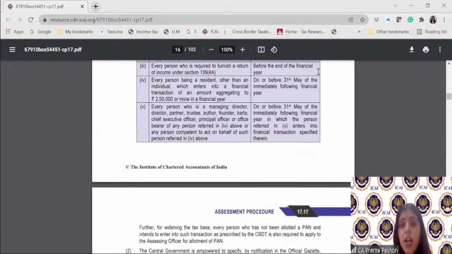Is that clear? However, obtaining the Aadhaar is not compulsory for persons residing in Assam, Jammu Kashmir and Meghalaya, for a non-resident, for a senior citizen over 80 years of age, and for a person who is not a citizen of India. Is that clear? Any doubt?